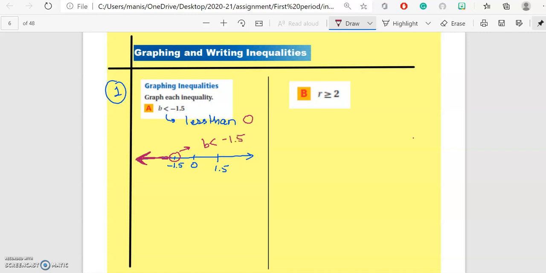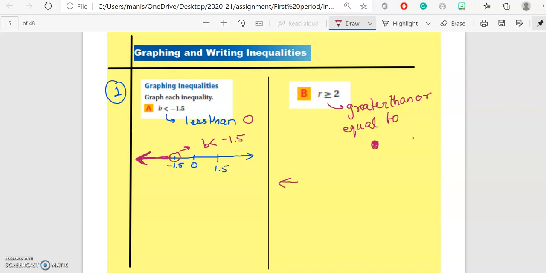Let's do this problem over here. This says greater than or equal to. And as you all know, greater than or equal to means we will be drawing a circle which is a shaded circle.